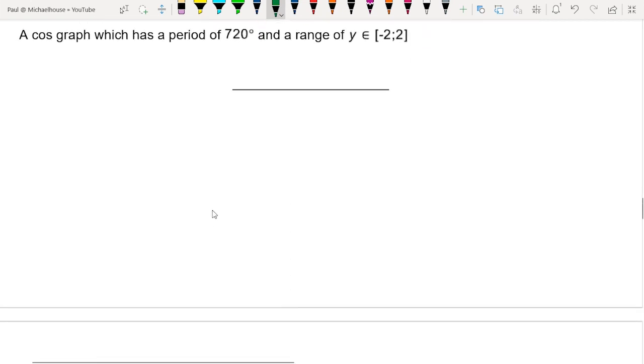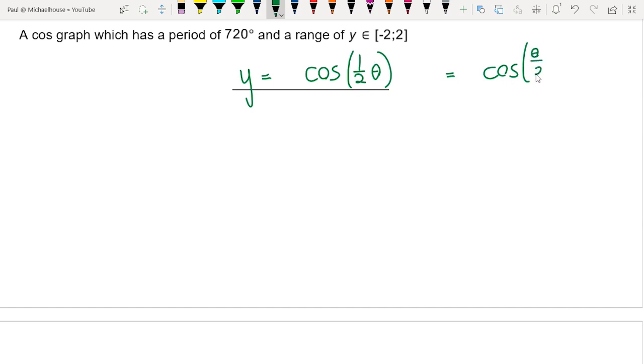Okay, this one, a cos graph which has a period of 720 degrees and a range of -2 to 2. Now remember, a cos graph normally has a period of 360 degrees and it would just be cos x. This is in fact cos of a half x, or half theta. We could write it like that, or we could write it like this, cos half theta, because I'm getting half as many waves as usual in an interval.